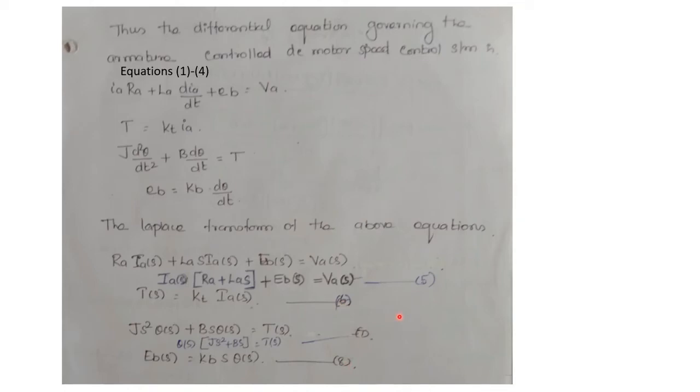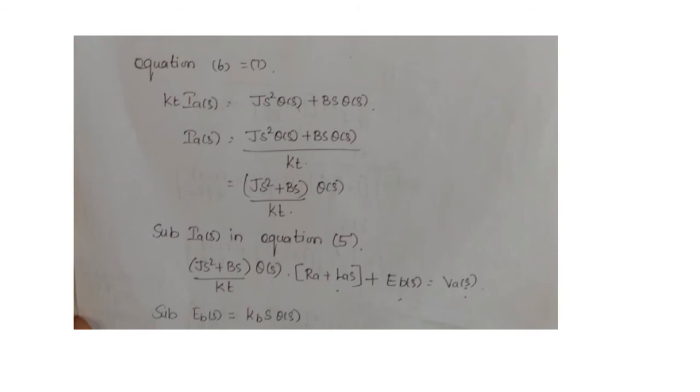Now using equations 5, 6, 7 as well as 8, we are going to find the required transfer function, that is theta of S divided by VA of S. In the previous equations, that is equation 6 as well as equation 7, one side of the equation will be T of S. See that previous slide where one side of the equation is capital T of S. So the other side will be equal.